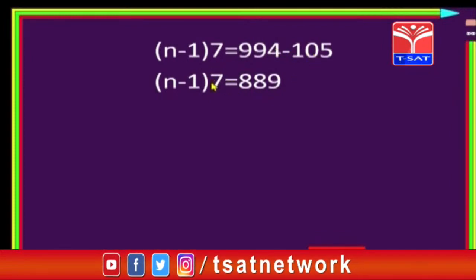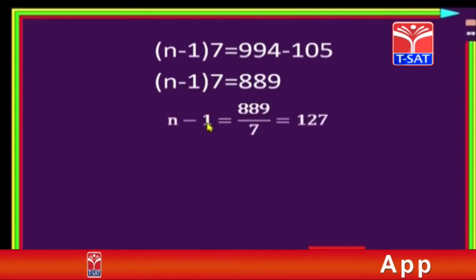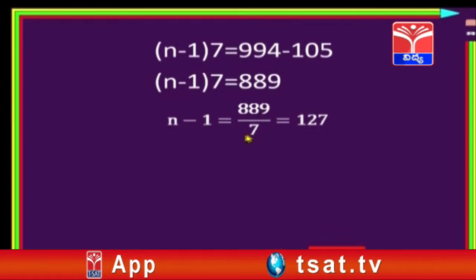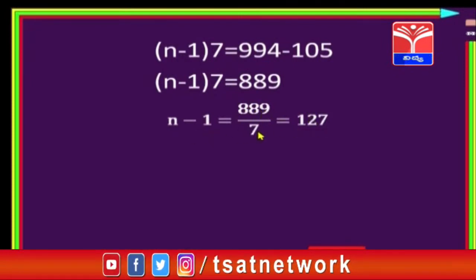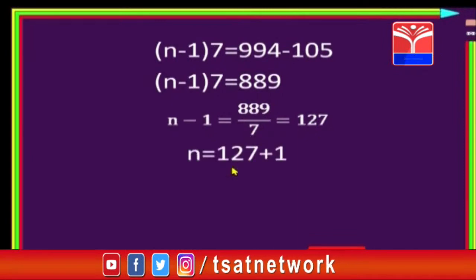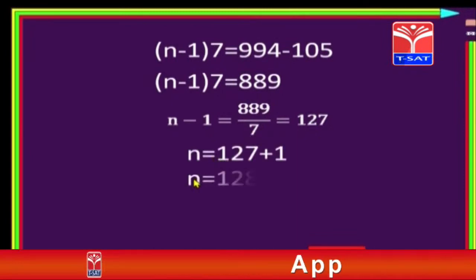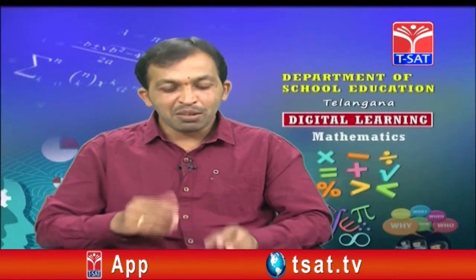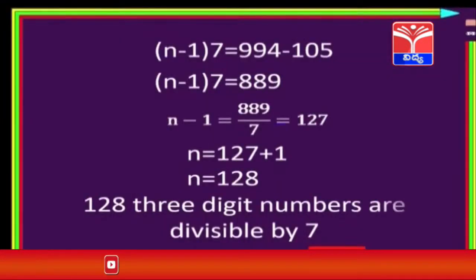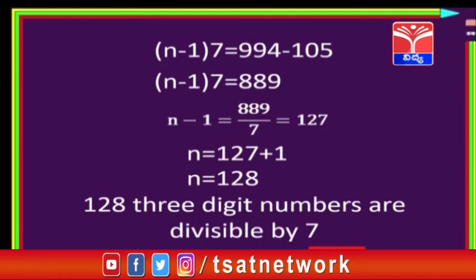Now 7 is multiplying n minus 1, so bringing it to the right-hand side, it will divide. So n minus 1 is equal to 889 by 7. 7 ones are 7, here 18 is remaining. 7 twos are 14, here 49 remains. 7 sevens are 49. So n minus 1 is equal to 127. Then n is equal to 127 plus 1, n is equal to 128. So by using arithmetic progression, we have found that there are 128 3-digit numbers which are divisible by 7.